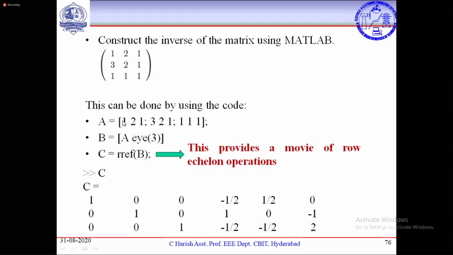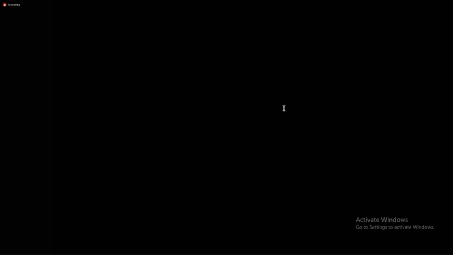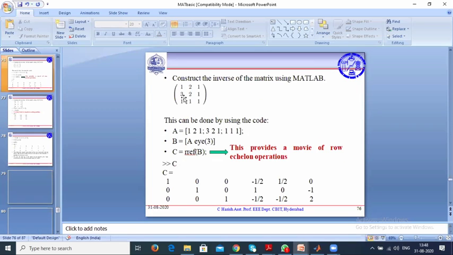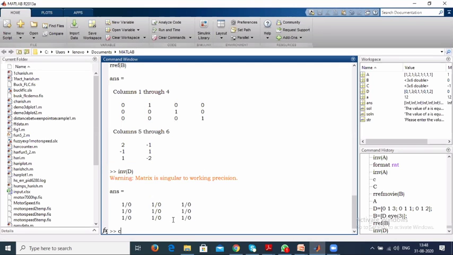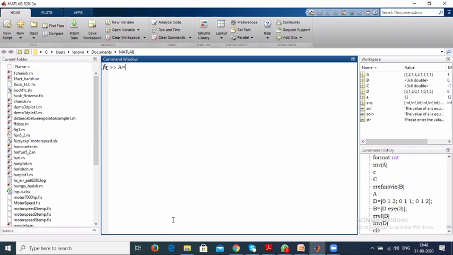Okay, if you have any problem, I will show this one. Now we have 1 2 1, 3 2 1, 1 1 1. Now we will do this. Let us do this one. Let A equal to matrix 1 2 1.